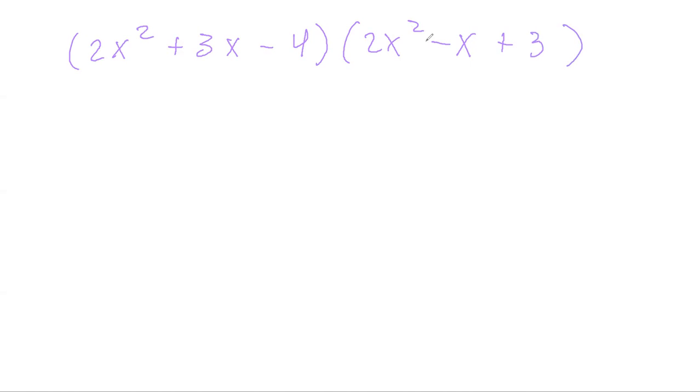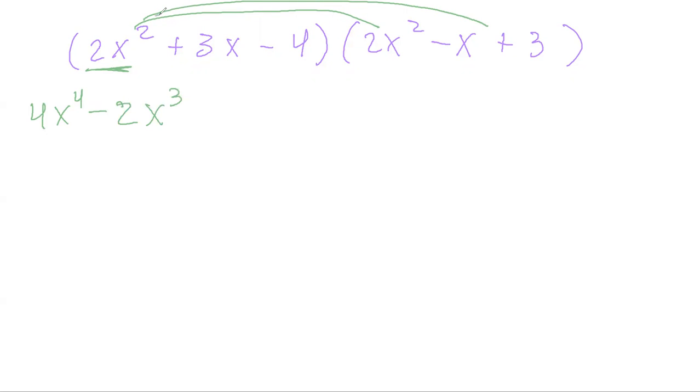Okay, so this one has 3 terms now for the second one, but nothing's changed too much. So again, 2x squared times 2x squared, so I have 4x to the 4th. Multiplying that to the minus x, so I have minus 2x cubed. And then lastly to the 3, where I get plus 6x squared.